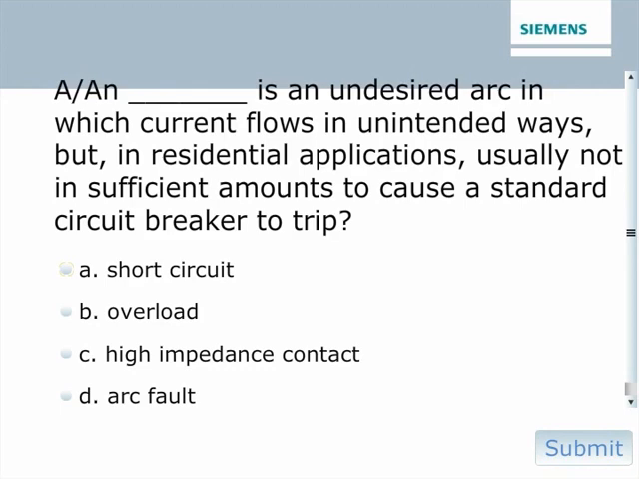Question 3. An blank is an undesired arc in which current flows in unintended ways, but in residential applications, usually not in sufficient amounts to cause a standard circuit breaker to trip. Is that A, short circuit, B, overload, C, high impedance contact, or D, arc fault?